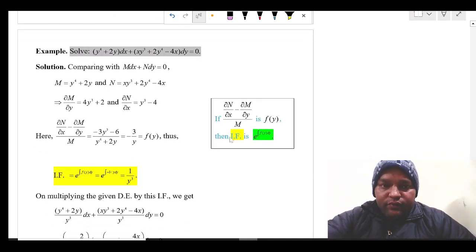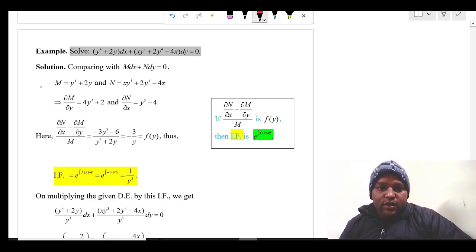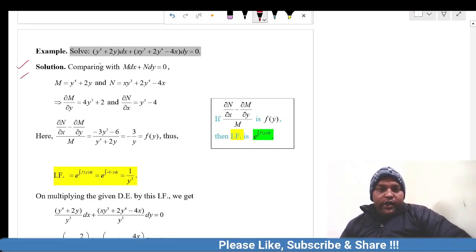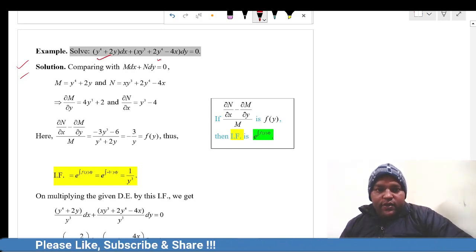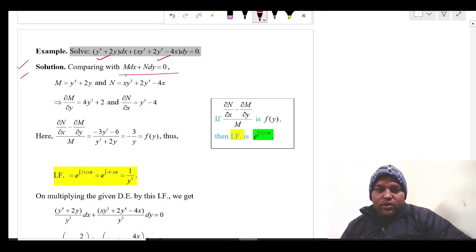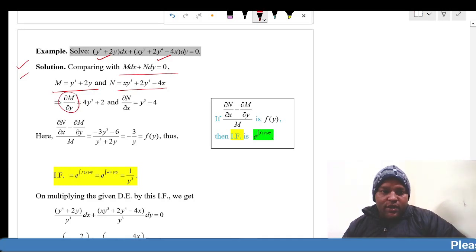Now considering another example. This example is actually based upon the method 2. Here again we have to solve this differential equation, which is in the form of m dx plus n dy is equal to 0. Comparing with the standard form, we obtained this m function and n function, and to verify whether it is exact or not, we have to compute the partial differentiation del m over del y and del n over del x.